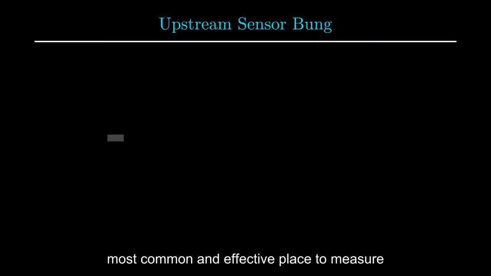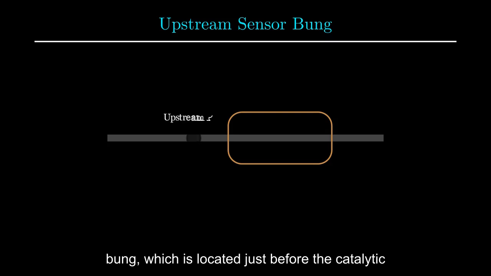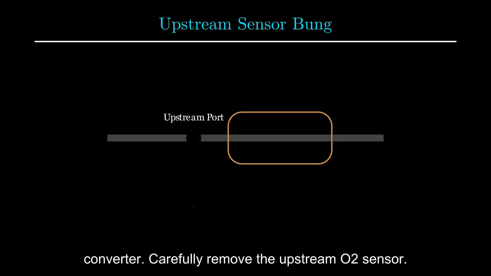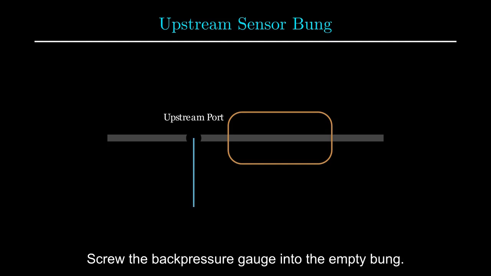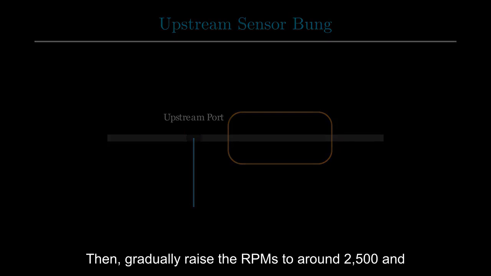The most common and effective place to measure backpressure is through the upstream oxygen sensor bung, which is located just before the catalytic converter. Carefully remove the upstream O2 sensor. Screw the backpressure gauge into the empty bung. Start the engine and let it idle. Note the reading. Then, gradually raise the RPMs to around 2,500 and hold it steady.